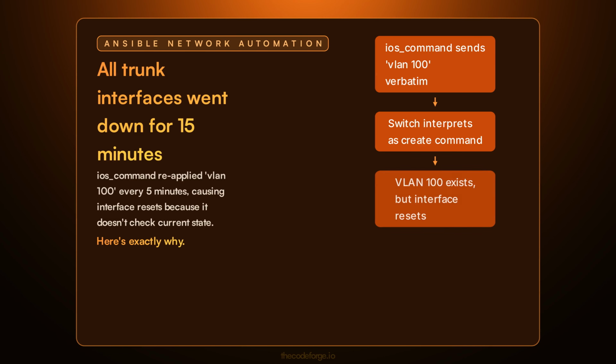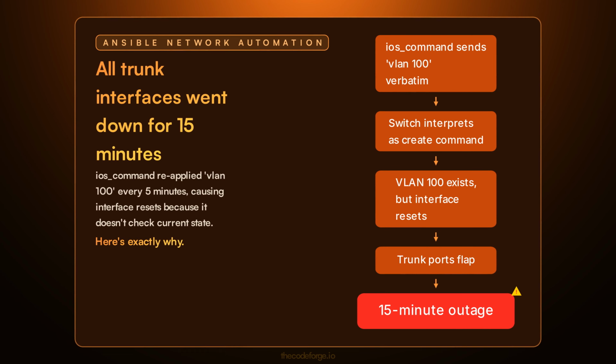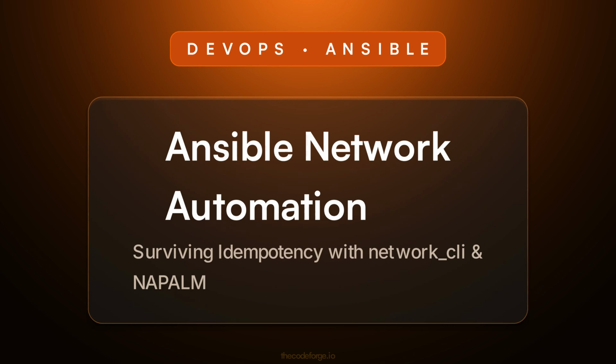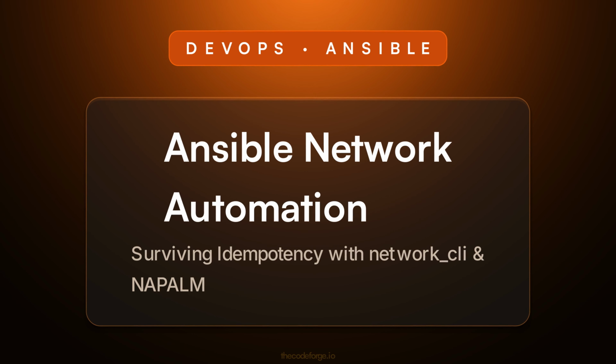All trunk interfaces went down for 15 minutes. The culprit? An IOS command blindly reapplying vlan 100 every 5 minutes. Let's break down Ansible Network Automation, how it works, and the exact mistake behind that failure.